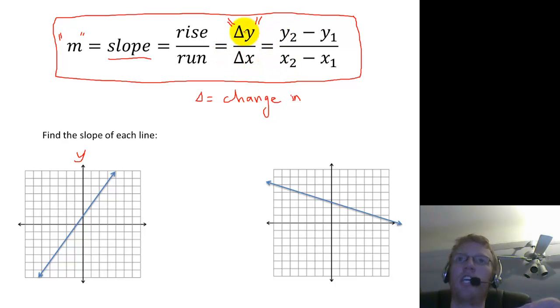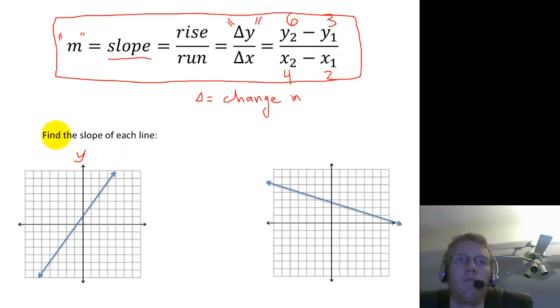So to get the change in the y value, you got to subtract your two values from each other. So if you started at, say, 6 and you ended at 3, you had a difference of 3. If you started here at 4 and you ended at 2, you had a difference of 2. Something like that, just as examples.